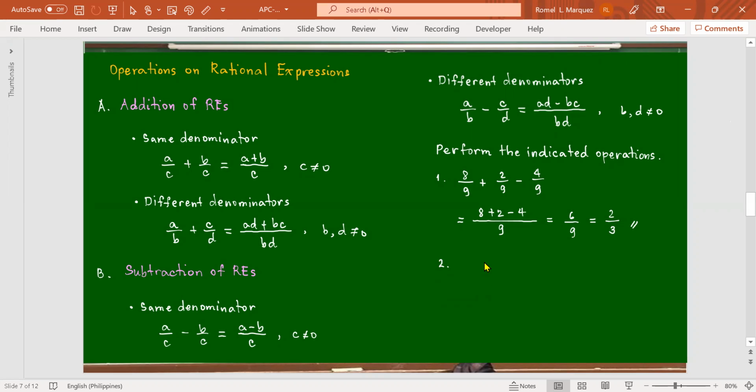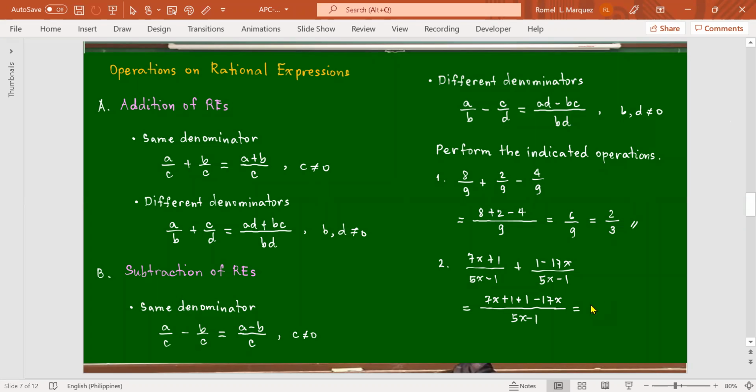What about if I have this one? We have 7x plus 1 all over 5x minus 1, then plus 1 minus 17x all over 5x minus 1. So same denominator, no? All we have to do is combine the numerators. So we have 7x plus 1, plus 1 minus 17x. Copy the common denominator. And this is equal to what, guys?